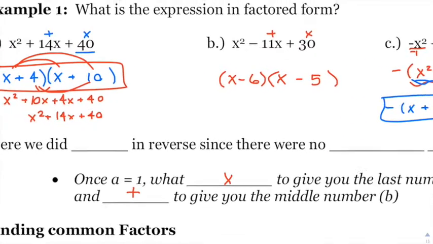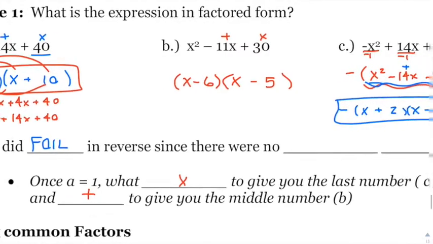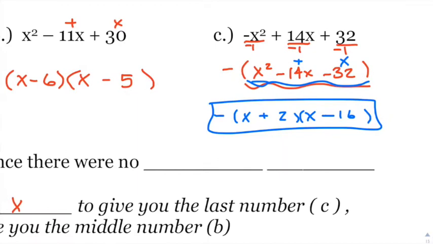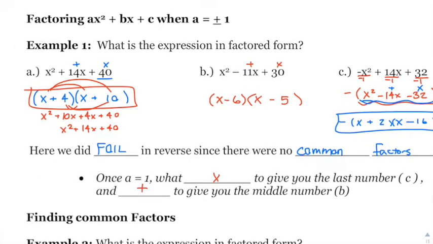Okay, so here we did the FOIL process, or multiplying two binomials, in reverse, where there were no common factors. That's what they're looking for here. When we started out, before we started undoing our FOIL process, there was nothing common between all of the numbers.